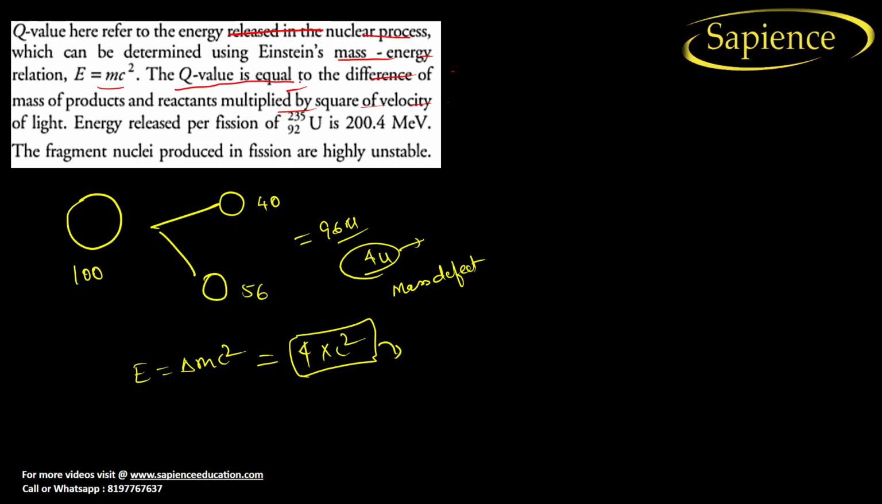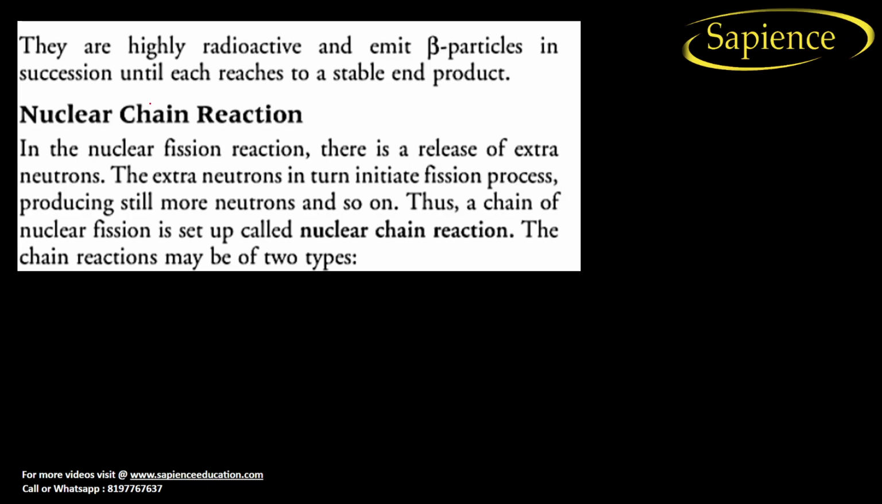So the Q value is equal to the difference of the mass of the product and the reactant multiplied by the square of the velocity of light. Now, energy released per fission of U-235 is about 200 mega electron volt, and the fragment nuclei produced in the fission are highly unstable. They are highly radioactive and emit beta particles in succession until they reach a stable end product.